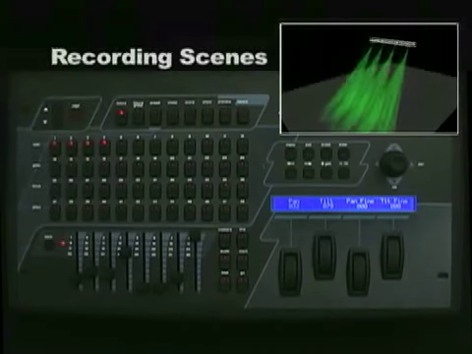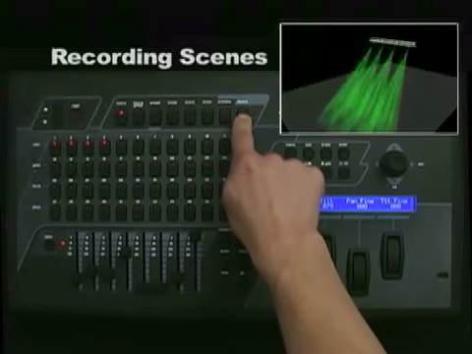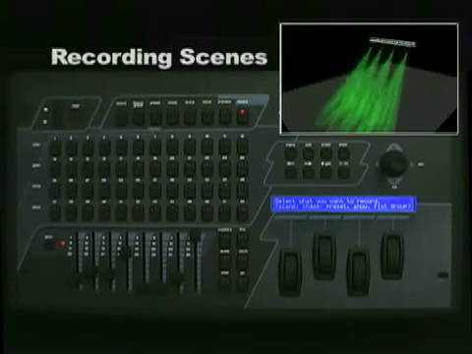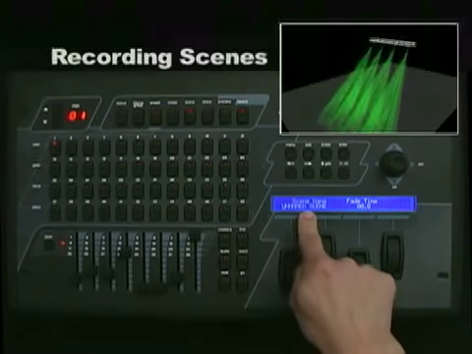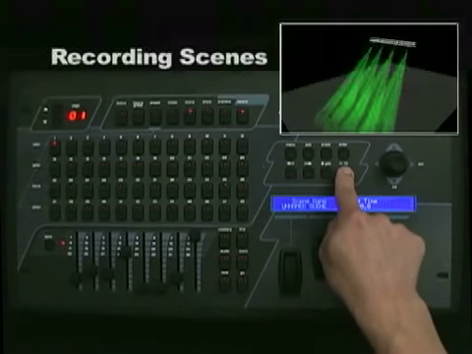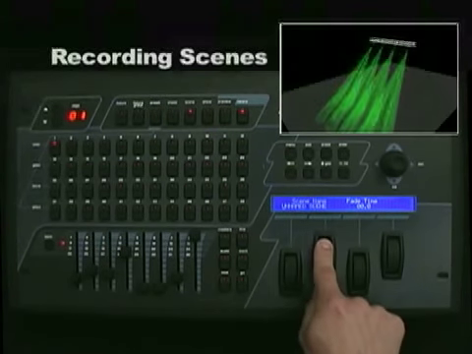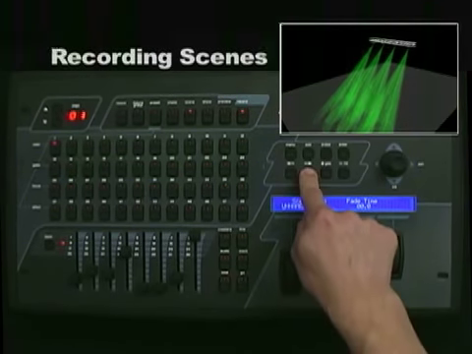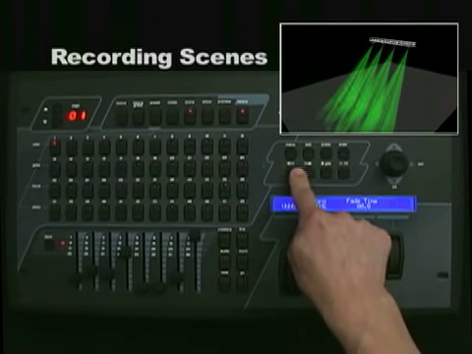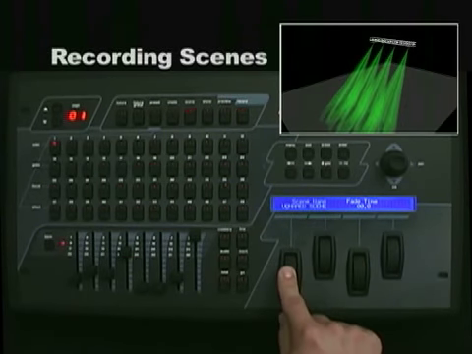To record this as a scene, I'll then press the Record button, followed by the Scene button. At this point, you can name your scene by using the plus/minus switches or data wheels 1 and 2. These allow you to change the characters. You can then use the right arrow switch and the left arrow switch to move the cursor over.